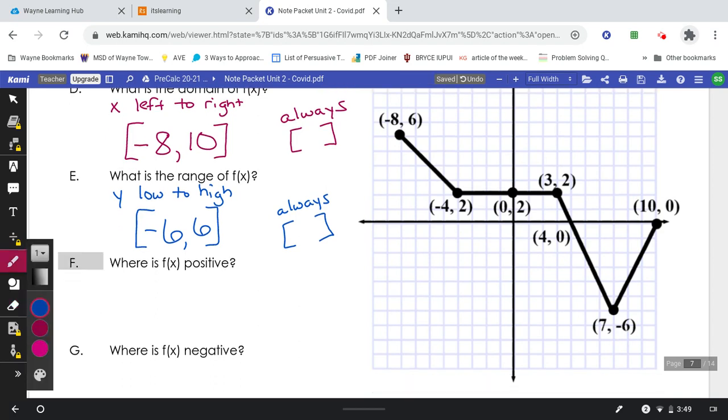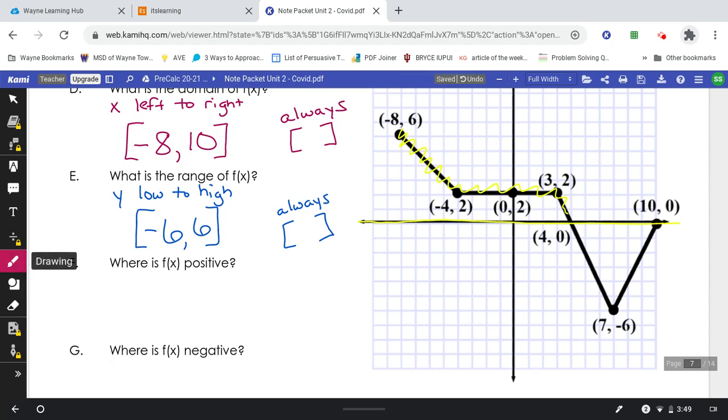For the next part, this is where it gets a little bit tricky. You have to be careful about whether to use parentheses or brackets. So parentheses are generally used for things that are not included, not part of the answer, and brackets are used for things that are included. So where is f of x positive? F of x is positive anywhere above the x-axis. So all of this part right here is positive.